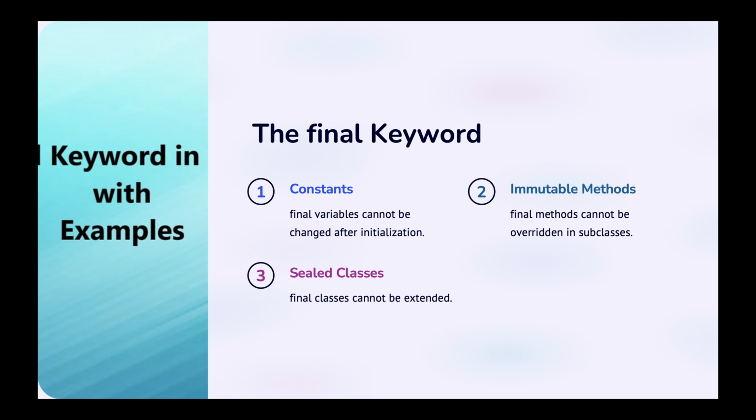What is the purpose of the final keyword in Java? Answer: the final keyword in Java is used to define constants. It can be used with variables, methods, and classes. So what is a final variable? A final variable's value cannot be changed once initialized. A final method cannot be overridden by subclasses. And a final class cannot be subclassed. So these are the three different ways we use final.